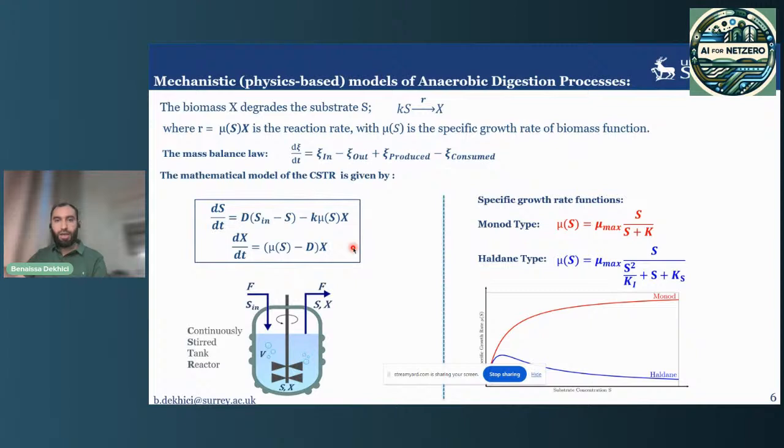We have two equations, but you can see that mu of s, this function, is the specific growth rate. This is how the biomass is growing with respect to the substrate concentration. In AD, there are two famous ones. The first one is the Monod type, given by this function. It has rational nonlinearities, which are really complicated and difficult. And we also have the Haldane type, with rational nonlinearities and also quadratic nonlinearities, which makes this simple model very, very nonlinear.